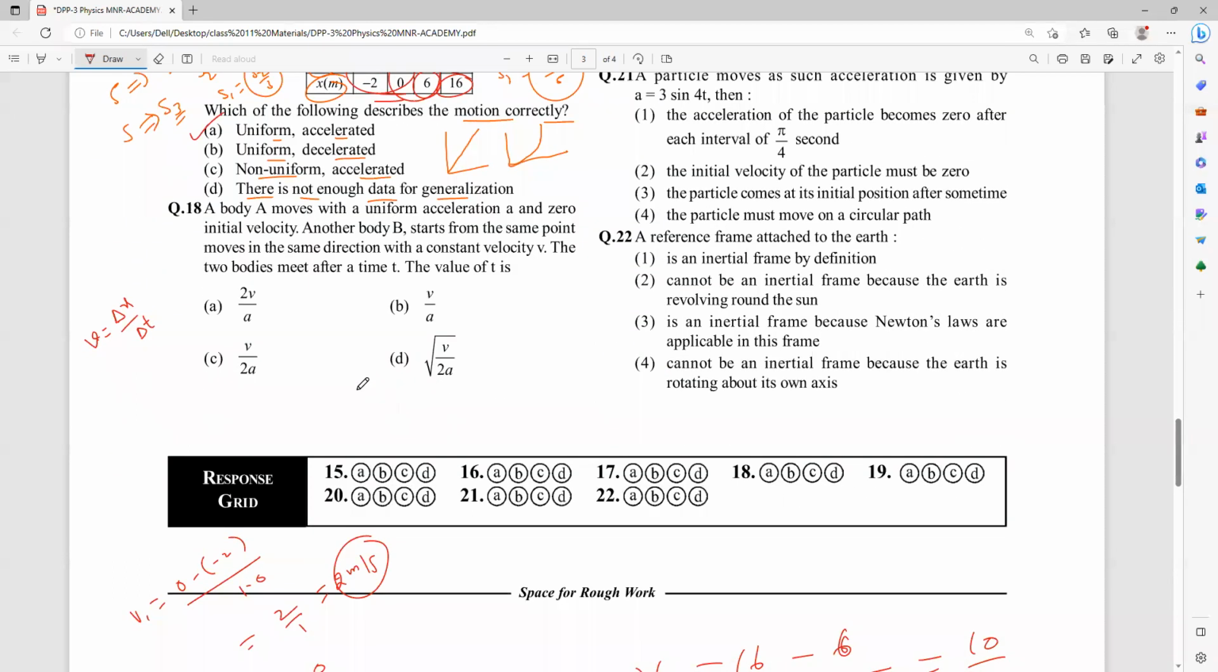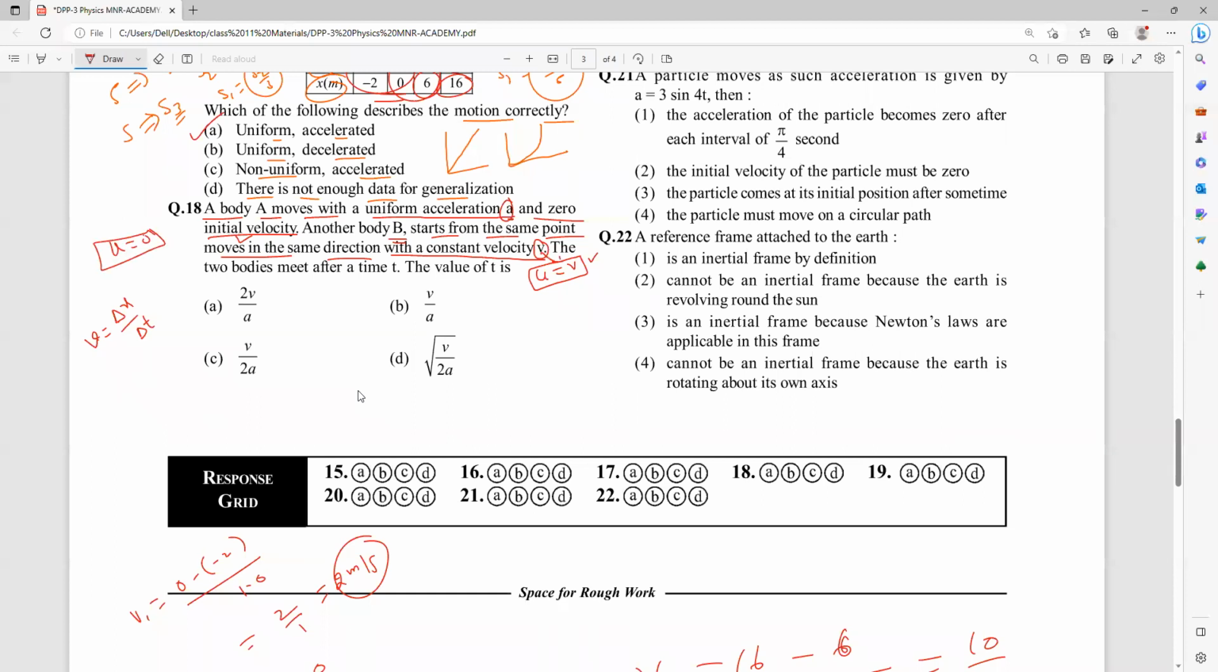Next question. The 18th question, again a similar thing. A body A moves with a uniform acceleration a and zero initial velocity. Another body B starts from the same point and moves in the same direction with a constant velocity V. So the second body's velocity is not 0. The initial velocity of the second body is V. Is it right or wrong? And the initial velocity of the first body is 0.